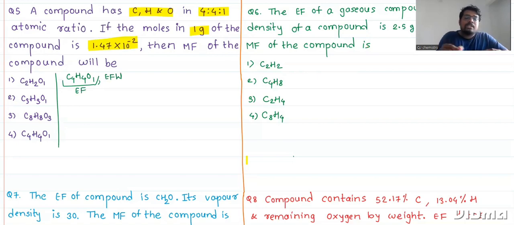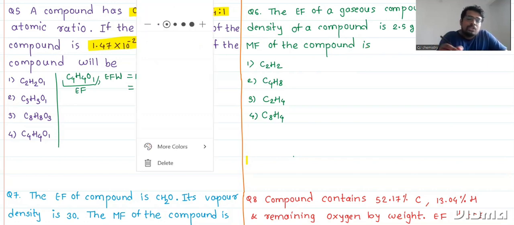Now the empirical formula weight is equal to 12 into 4, as 4 carbon atoms are there, plus hydrogen atomic mass 1 into 4, plus 16, the atomic mass of oxygen, into 1. So which is equal to 48 plus 4, 52, 52 plus 16, which is equal to 68. So this is the empirical formula weight. The empirical formula weight of C4H4O is equal to 68, right?